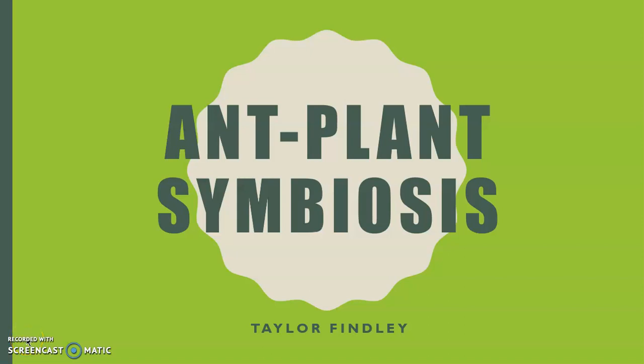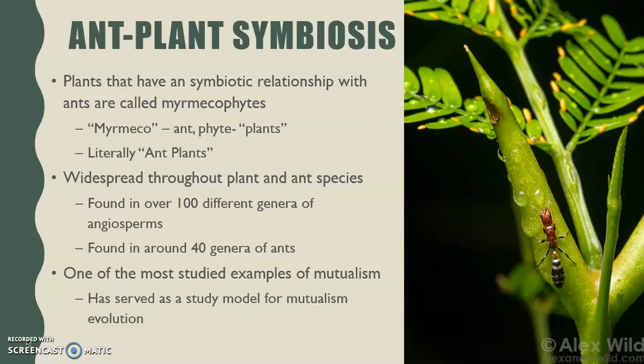In this video, I'm going to be talking about the different types of ant-plant symbiosis. So plants that have a symbiotic relationship with ants are called myrmecophytes. Myrmeca meaning ant and phytes meaning plants. This literally means ant plants.